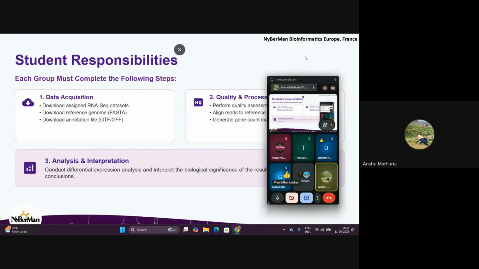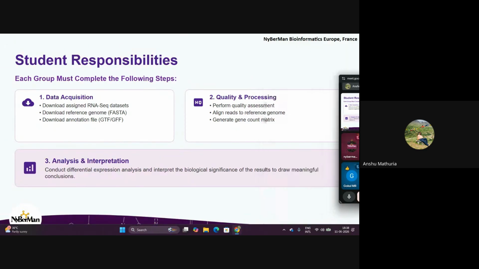Okay. So now what I'm asking is for the further studies. What all you guys have to perform: each group should complete all these steps. First of all, you have to download your assigned RNA-seq datasets. Then you have to download your reference genome and your annotation file. For this particular study, I have not provided the links for the FASTA file and the annotation files, so those two files you need to download on your own.